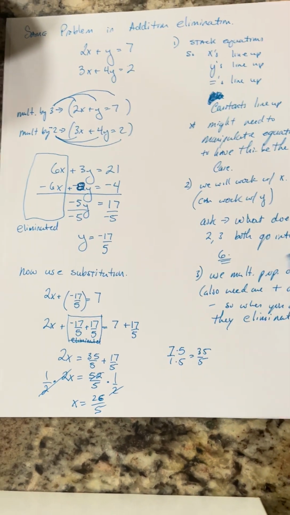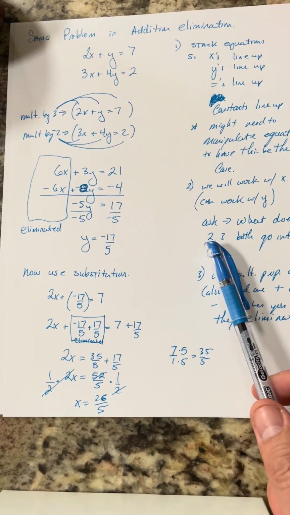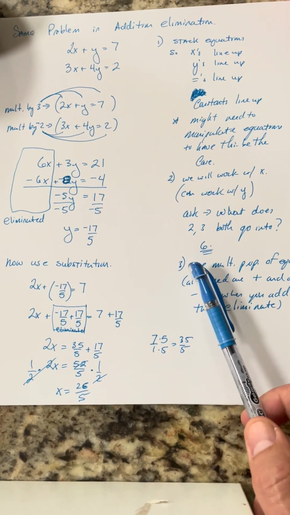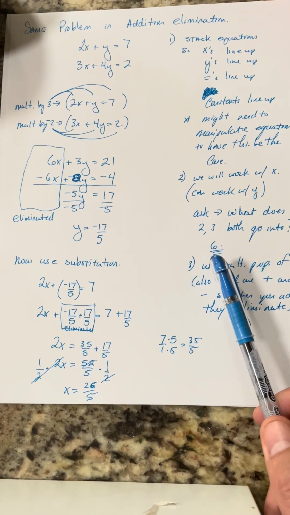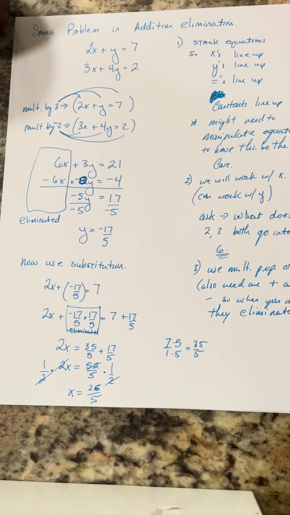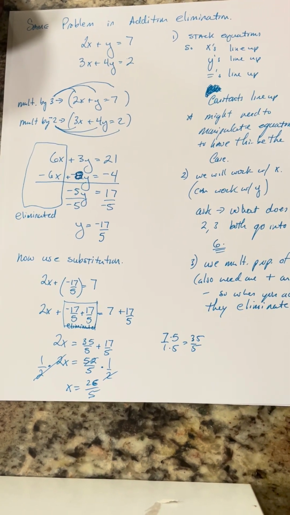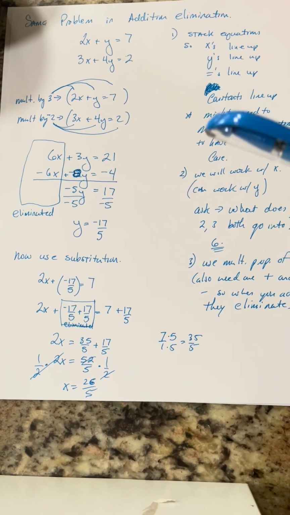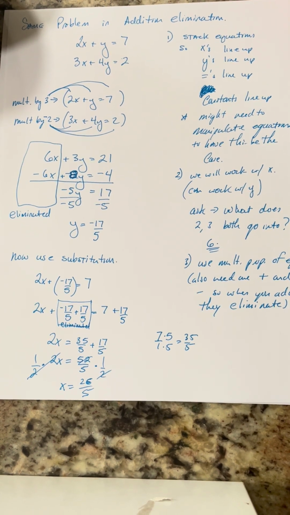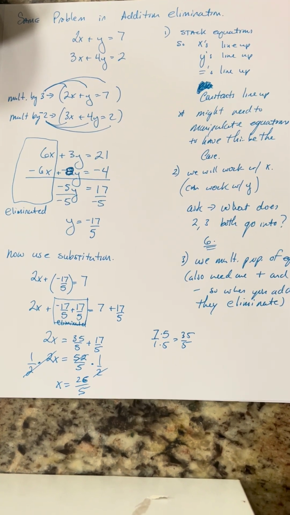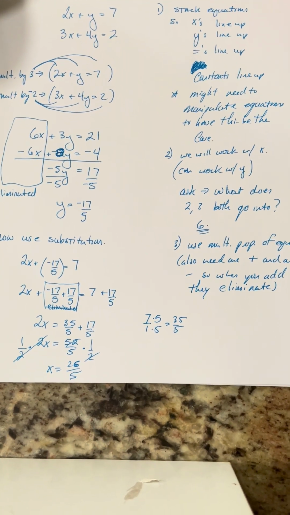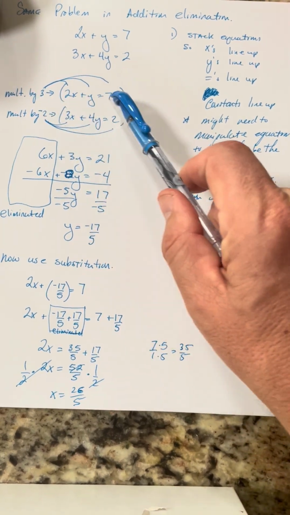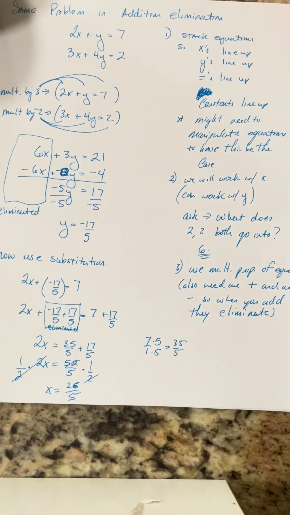And the way we do that is we ask ourselves, well, what do the coefficients, in this case the 2 and the 3, both go into? Well, they both go into 6. 2 times 3 is 6. So I have to keep in mind that I'm going to need to eliminate them. One of them has to drop off, or the x's need to drop off. And so we don't just multiply by 2 and 3. We multiply one of them by a negative if they aren't already negative. You want one to be a negative 6 and one to be a positive 6. So back up here, we're multiplying this whole equation by 3 and this whole equation by negative 2.